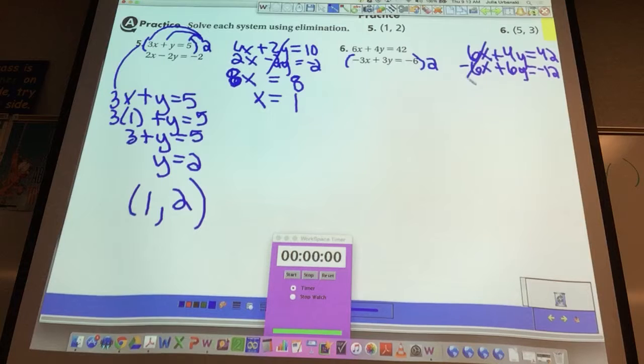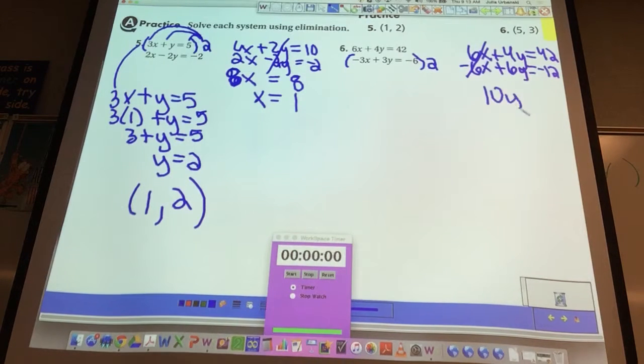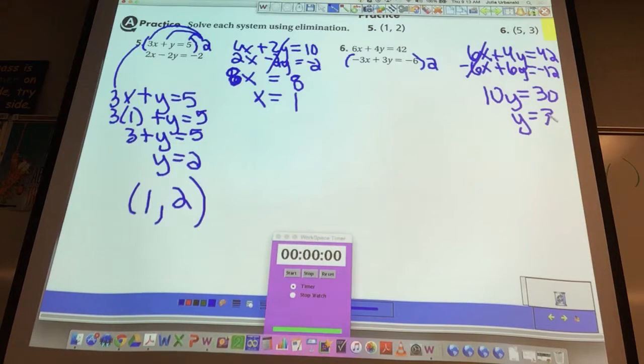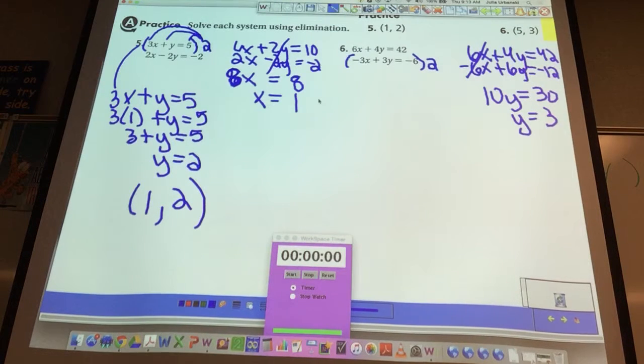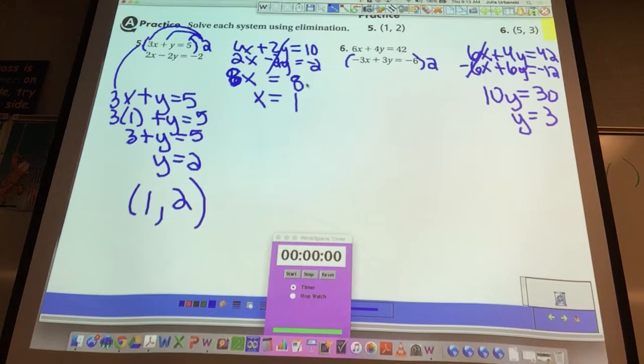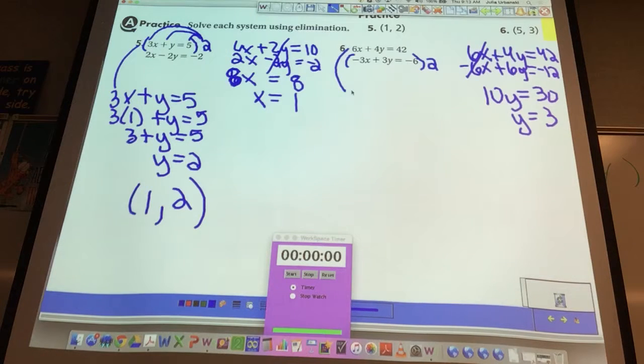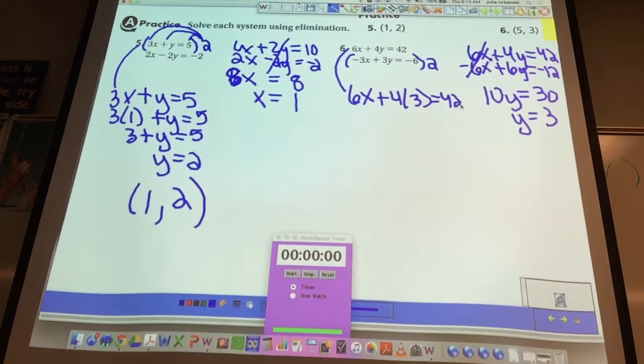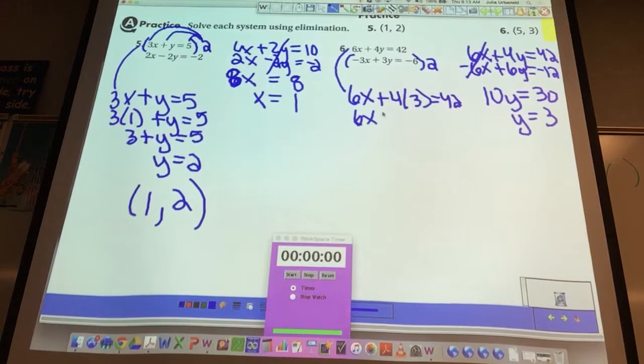Alright, so the x's cancel. You've got 10y equals 42 minus 12 is 30, y equals 3. So that part is correct. Then you plug it into either one. Personally, I avoid negatives if I can. I take this one and I do 6 times x, I don't know, but y I do know. Oh. I don't know what I was saying. And you get 12. I'm an idiot.